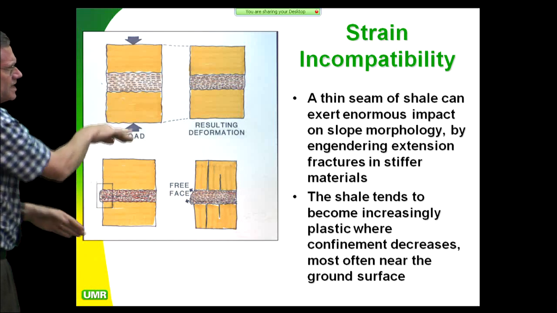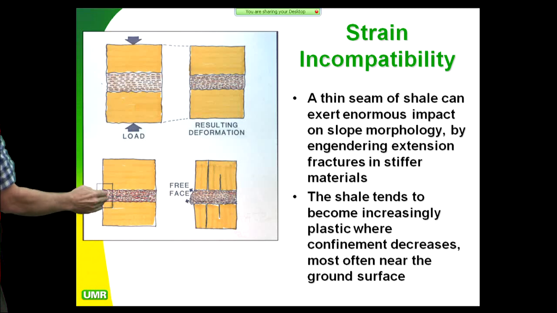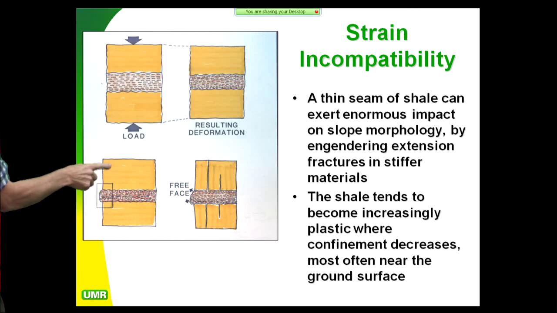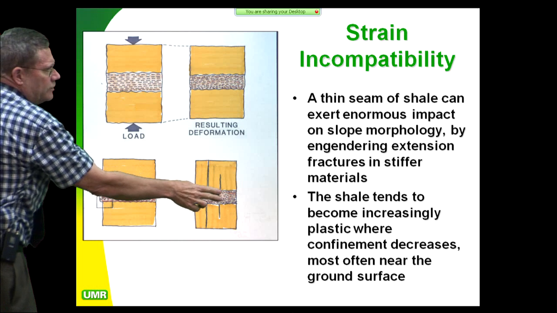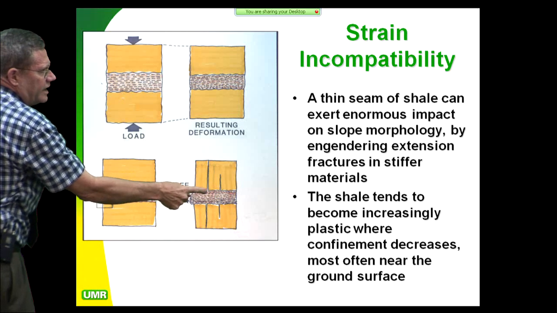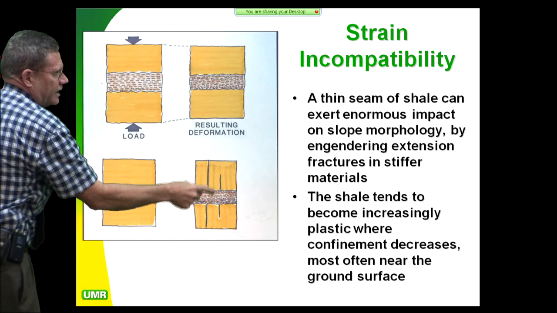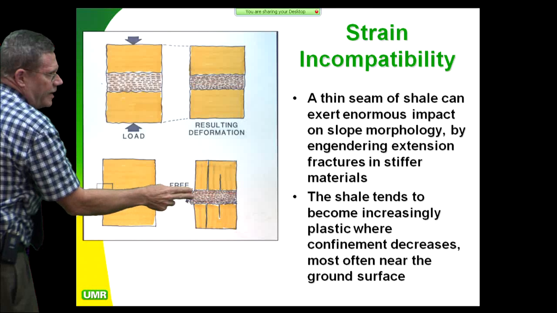So now, same situation, but I have a cliff face right here. And now the shale has somewhere it can migrate to because I've got no confinement out here. And then the shale, after it moves over here, it's plastic and it's going to create tensile fractures in the brittle material above it and below it because of strain incompatibility.